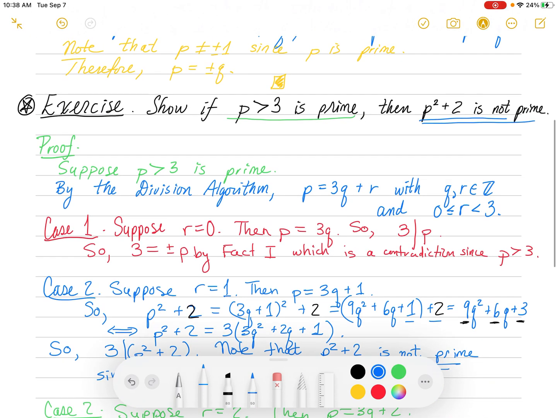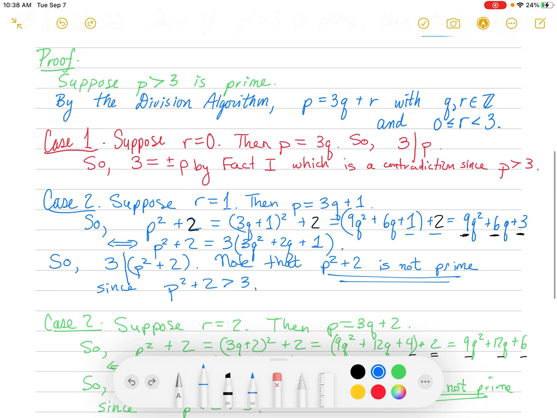And that's what we wanted to arrive at, right? We wanted to arrive at that p squared plus 2 is not prime. That's a really good exercise. I think that's one you should learn how to do, even if it's maybe not on your homework.